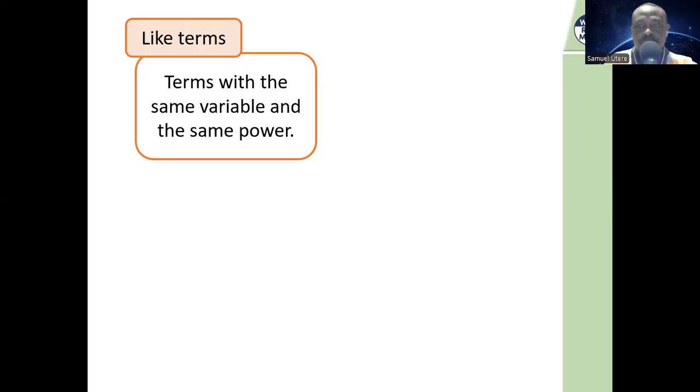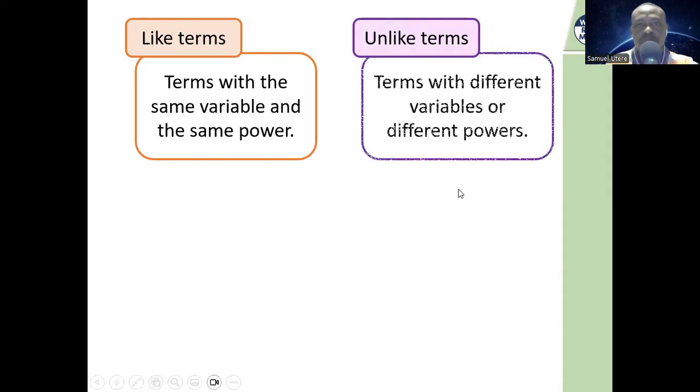For example, x to the power 2, which we sometimes call x squared, the little 2 on top of x is the power. Or if you have a squared or a to the power 3, the little number on top is called the power. So like terms are terms that have the same variable and the same power. But unlike terms won't have that. Unlike terms are terms with different variables or different powers.